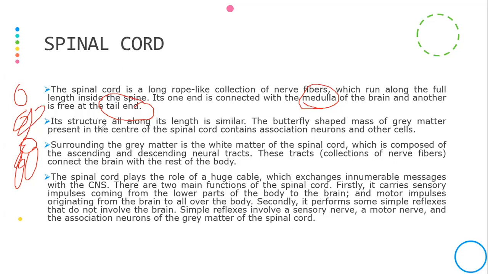Its structure all along its length is similar, from the neck to the hip, unidirectional and uniformly spread. There is a butterfly-shaped mass of gray matter present in the center of the spinal cord. From the spinal cord, these discs, the cranial nerves or the spinal nerves, all these nerves are connected, forming a structure like a wooden snake. If you move your back, you can move it flexibly.